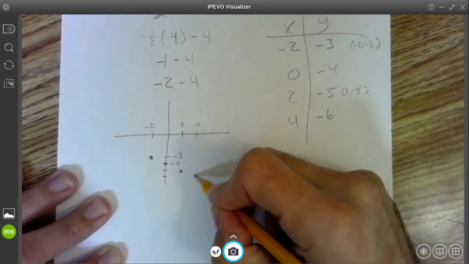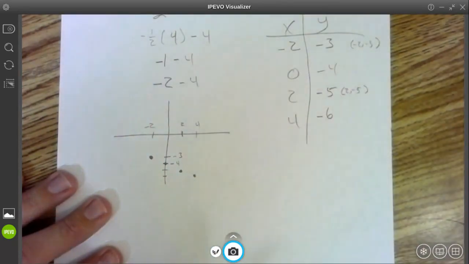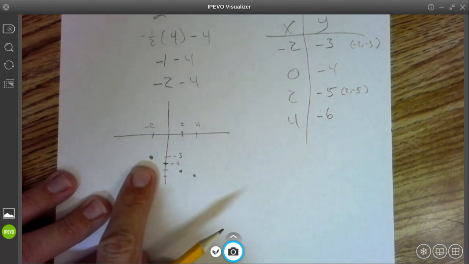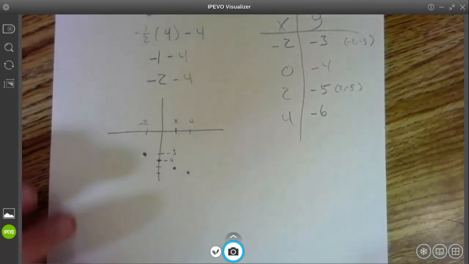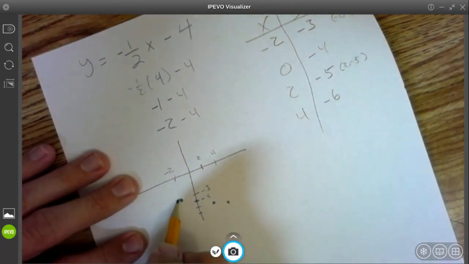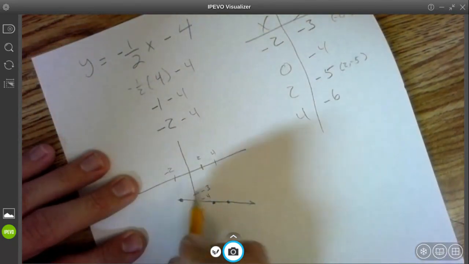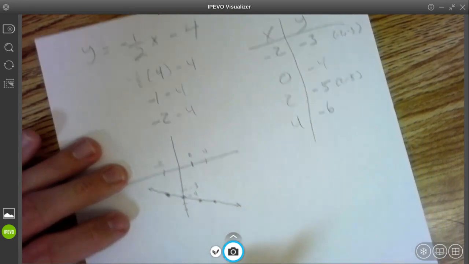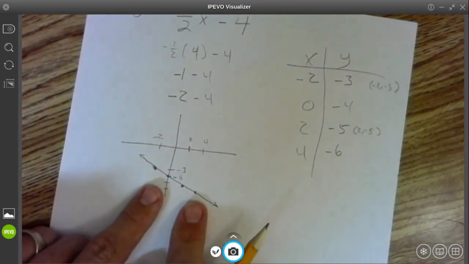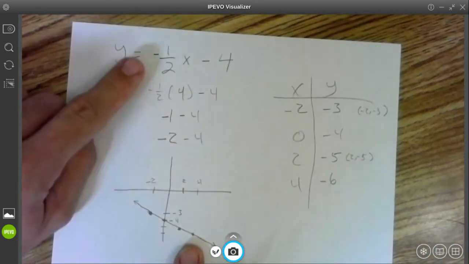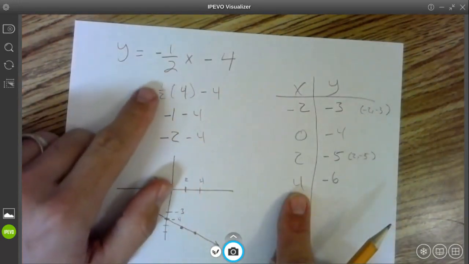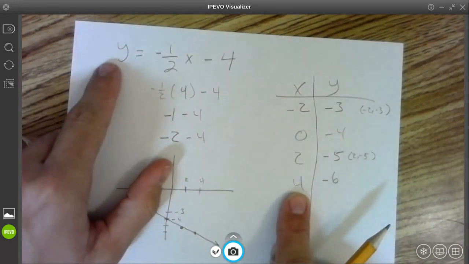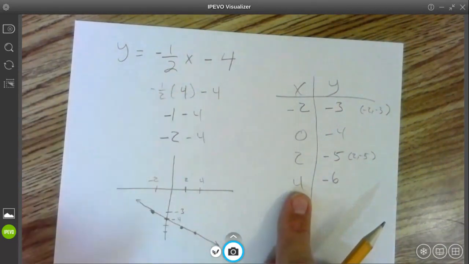Yeah. Probably didn't draw it too accurate. I didn't do too bad. You can see the points are all on the same line. So if we connect those dots, again, any point that's on this line is going to be a solution to this equation up here. So when you plug in 4 for x, you will get -6 back for y, so it is a solution.